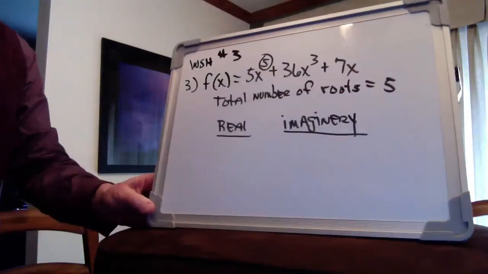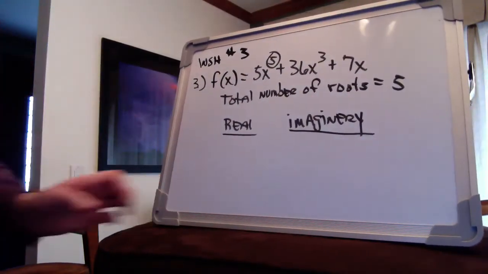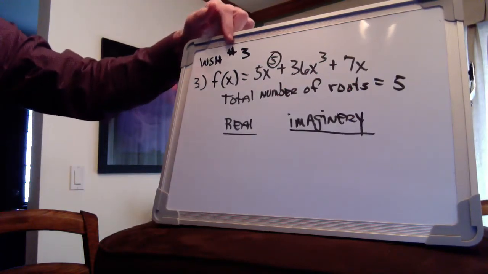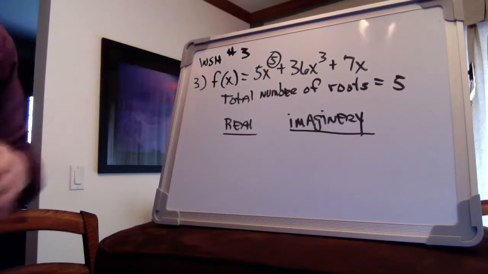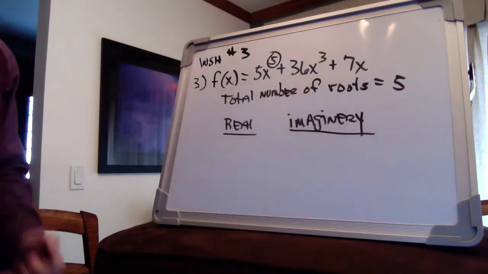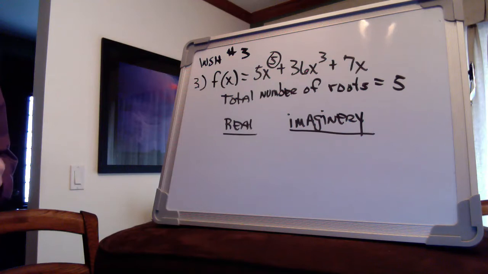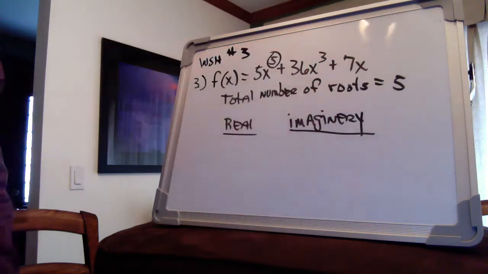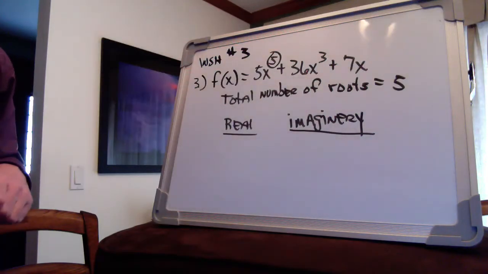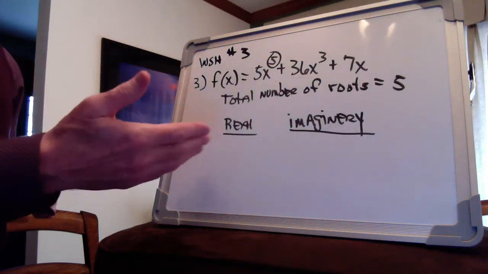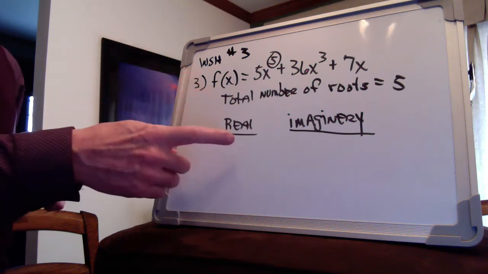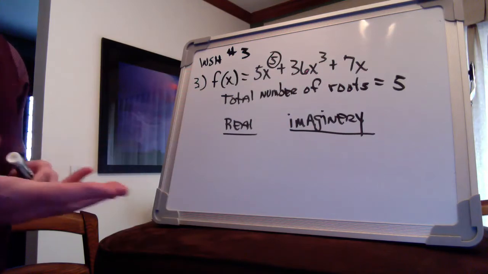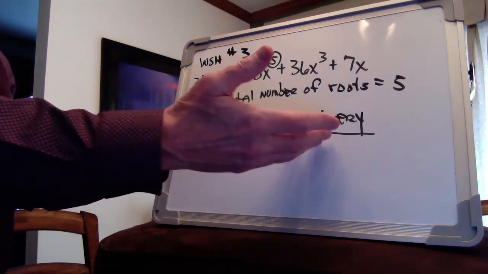Now I'm going to show you how you're going to use that information on your worksheet. The first part of your worksheet that is due next week, I'm doing example number 3. This is the polynomial that's given. The total number of roots is your highest exponent here, which is 5. And all you're going to do is list the possibilities of real versus imaginary roots. You don't have to do it this way, but I always like to start here.